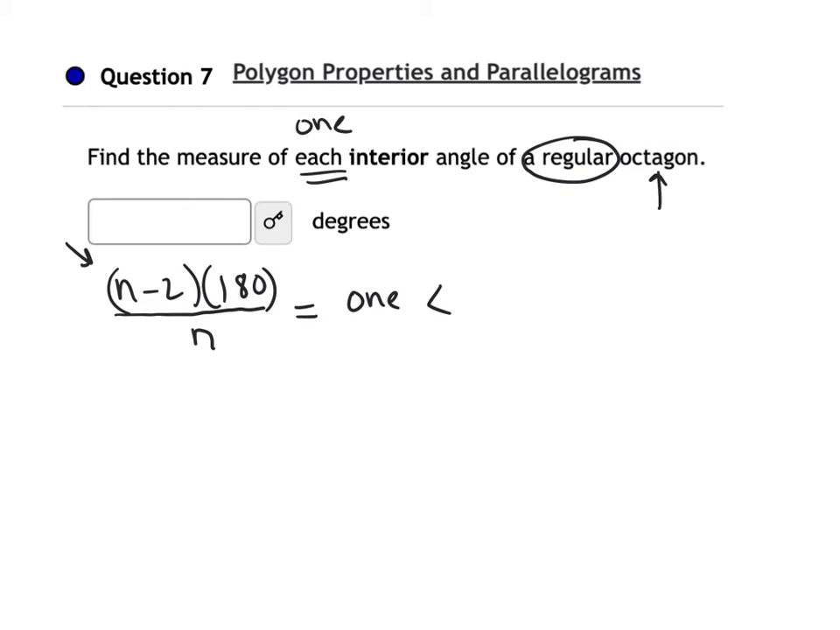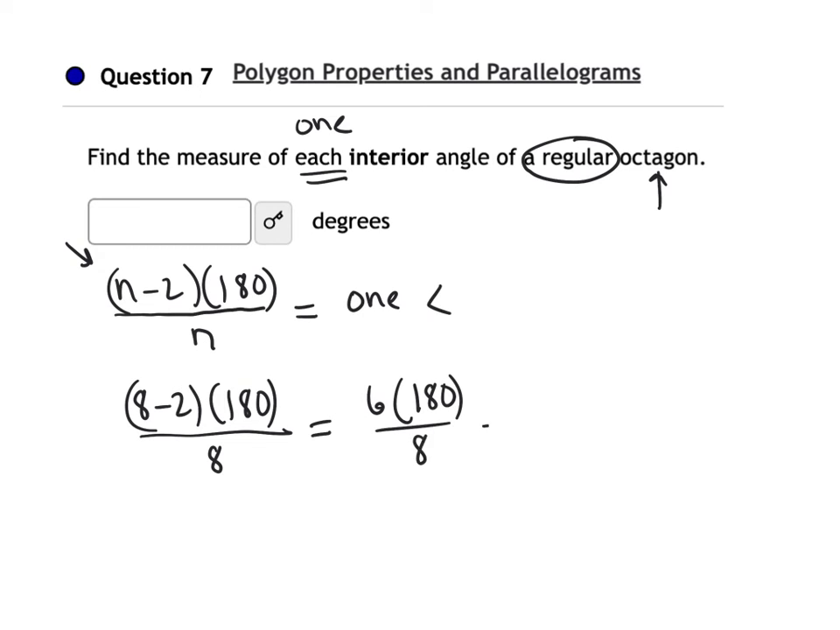So this is an octagon. There are 8 sides. 8 minus 2 times 180. Now I'm going to divide that by the number of sides, which is the number of angles. That's n, which is 8. This is 6 times 180 divided by 8. Go to your calculator. 6 times 180 divided by 8 is 135 degrees. Each interior angle of a regular octagon is 135 degrees.